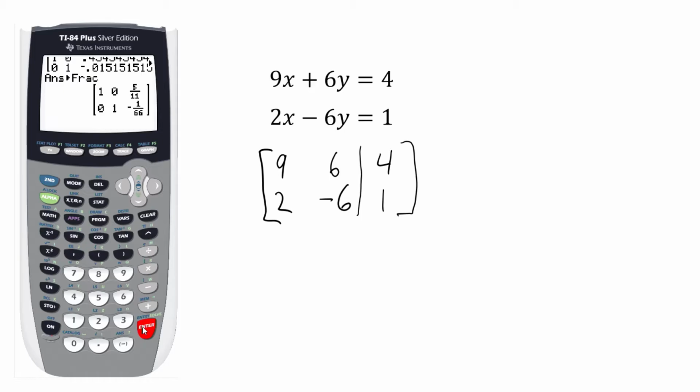And so what we want to do now is write out these rows of our matrix as a system of linear equations again. So our first row, our columns go x, y, and then the solution. So our first row is 1x plus 0y equals 5/11. And then the second row says 0x plus 1y equals -1/66. And that's how we solve a system of linear equations in the graphing calculator.